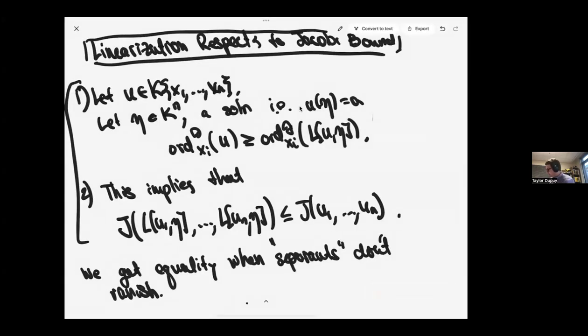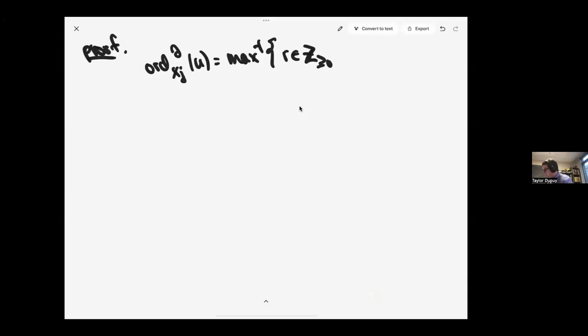Okay, so let me just explain this real quick, right? So the order with respect to xj of U, this is max plus. Okay, so when I do a max plus like this, I mean that it's going to be the maximum of the stuff in the set or zero, c greater than or equal to zero, such that dU dxj of r is not zero, right? So that's what the order is, okay?